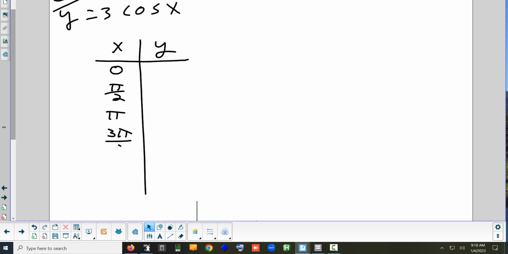3 pi over 2. And 2 pi. Good. Okay, so the way that a table like this is graded, for those that weren't here yesterday, there's going to be 10 numbers in this table when we're done. You get 1 point for each number you get right.